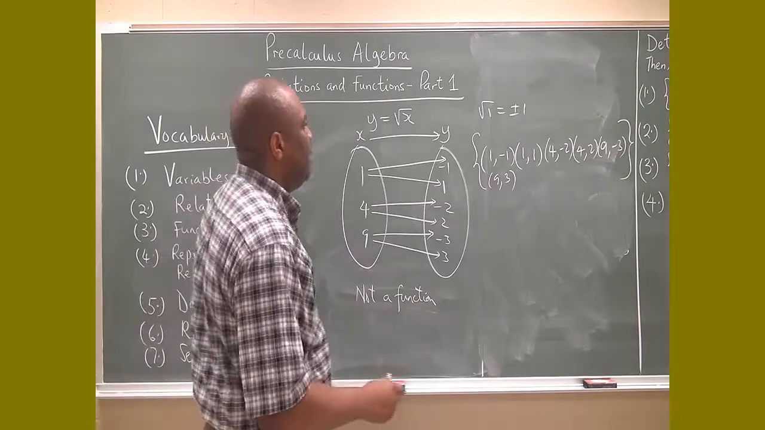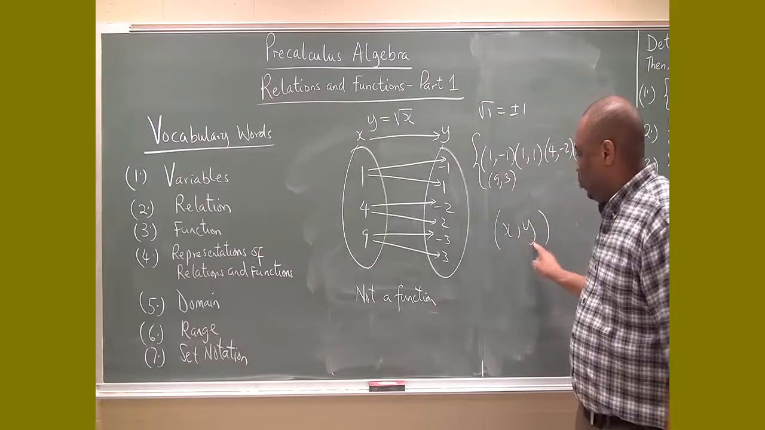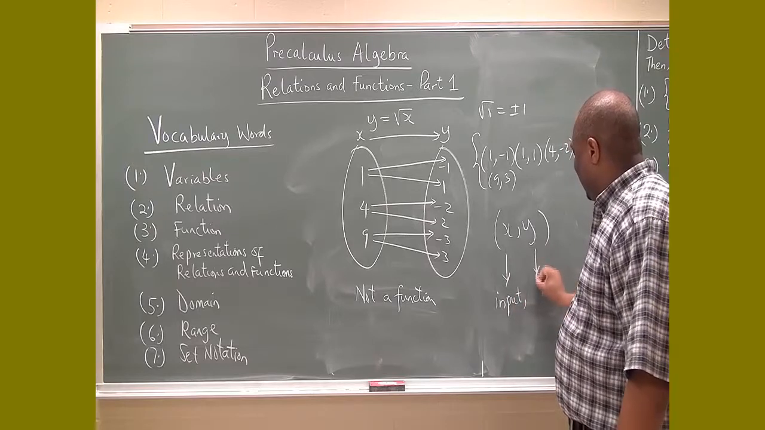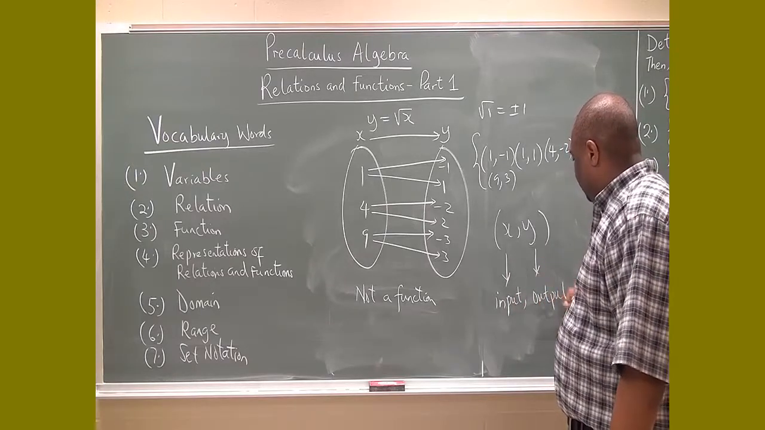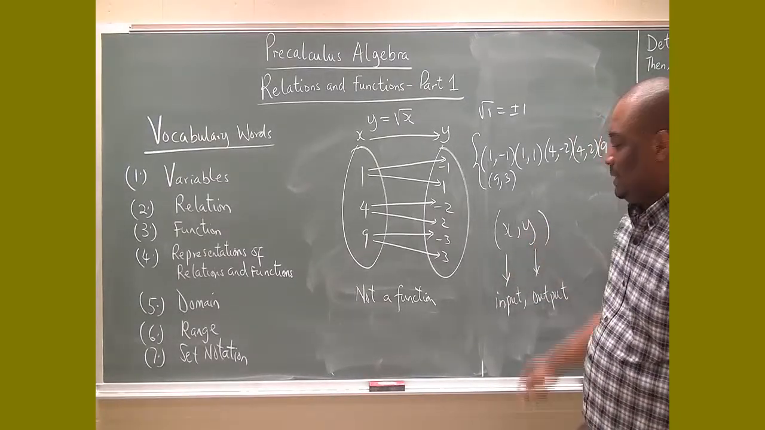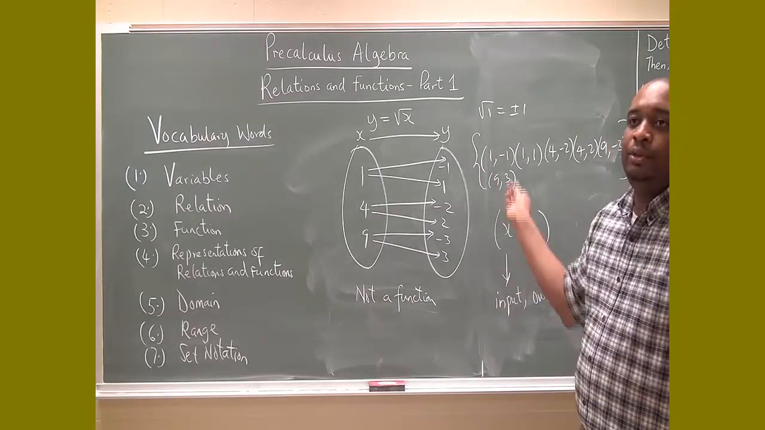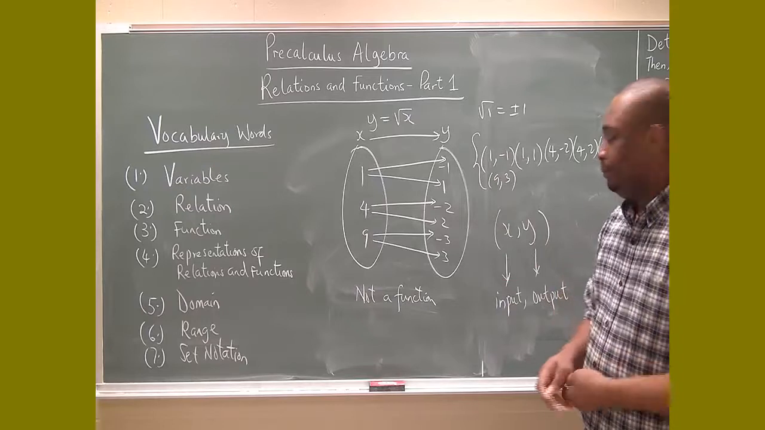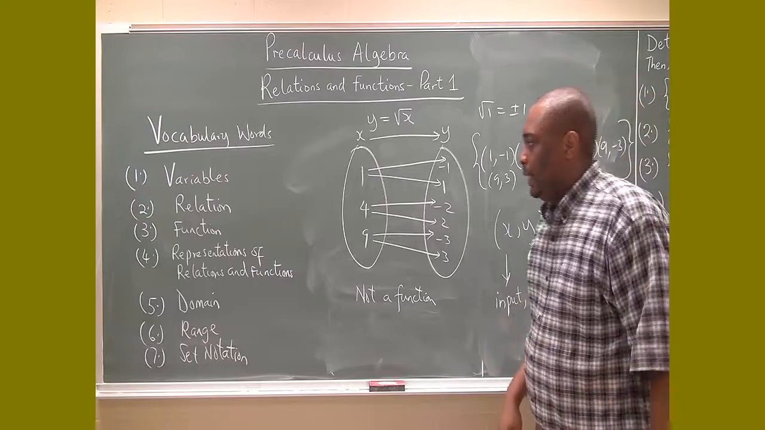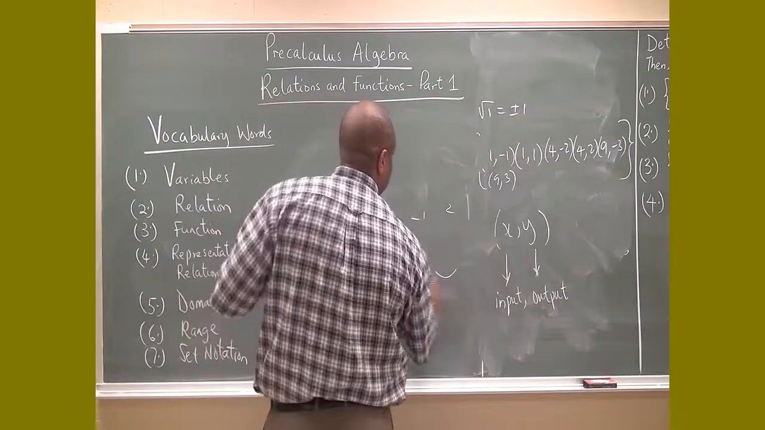Alright? Now, remember that the relation is a set of ordered pairs, x, y, where x is the input and y is the output. Some textbooks will write this as first component and second component. It just means the same thing, input, output. Just like you do it in economics, you use input, output. You can also say first component, second component. It doesn't matter. Now, let us now talk about representation of relations and functions.